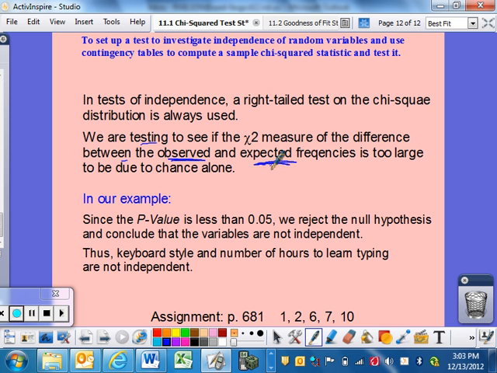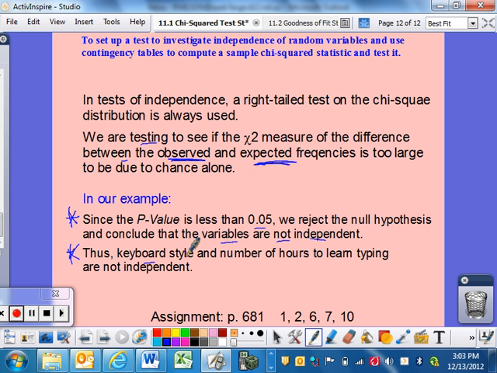Okay, and since the p-value in our example, we're going back to the keyboard, is less than alpha, we reject the null. Okay, which means that the variables are not independent. So what you're saying is that there is a relationship between the keyboard and the number of hours typing, but you don't necessarily have to state that. Here's how you need to do it. Okay, so at the 5% level, the keyboard style and the number of hours learned typing are not independent. There's some type of relationship there. It's probably easier to type on the way our keyboards are set than if you would put the alphabet out in order or something like that.